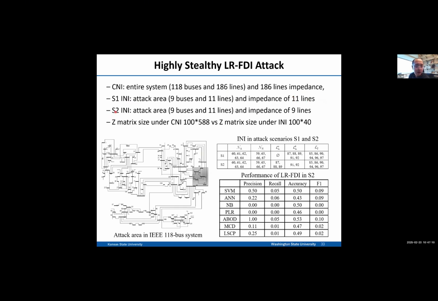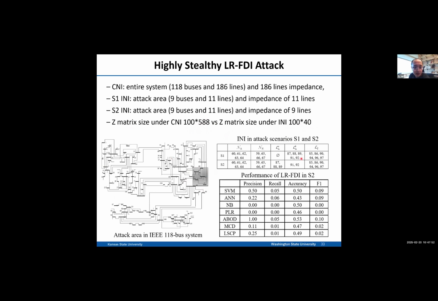In our scenario 2, we assume the attacker doesn't know 2 transmission lines in the attack area, so the attacker only needs to know the impedance of 9 transmission lines. With the INI model, the matrix size is also greatly reduced. Without the INI model, the matrix size is 100 times 588, where 588 is the number of all measurements in the system. Under the INI condition, the Z matrix becomes 100 times 40: 100 is the time instances, and 40 is the number of measurements in the attack area.